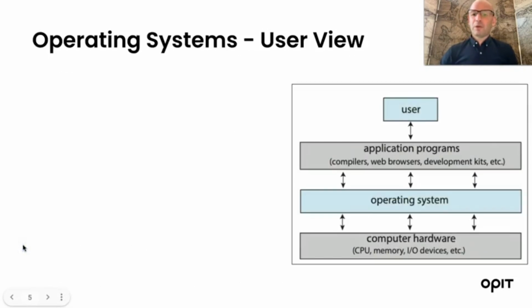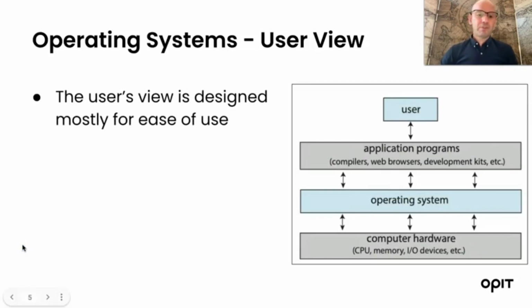So from the user's view, we'll take a look at that first. The user's view is designed mostly for ease of use. So users these days, of course, want an operating system that allows them easy access to all of the applications that they're used to using. Most of us spend a lot of our time with computer systems interacting with our smartphones, and it's becoming more and more prominent. There was a time before smartphones where most of our time would have been spent on laptops. I'm a little bit of the older generation, so I actually prefer more time on my laptop. I'm more productive using a laptop than I am on a smartphone.